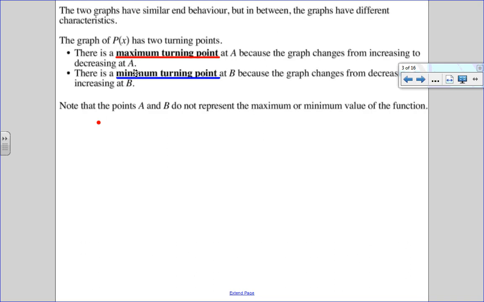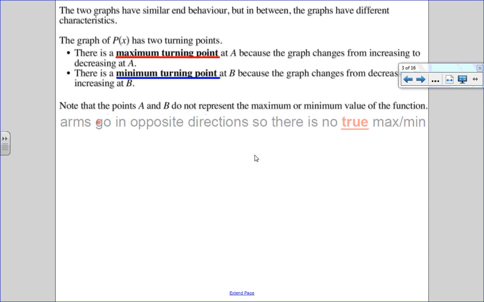They're also similar to degree 2 polynomials in that they have a max and a min. We call it a maximum turning point or a minimum turning point. The reason we call it that is because it's not a true max or min, because those arms go in opposite directions, so there's really no high point if I go off to positive infinity, and there's really no low point if I'm going down to negative infinity. So we call them maximum turning points and minimum turning points. Another way that we call them is a local max or a local min.